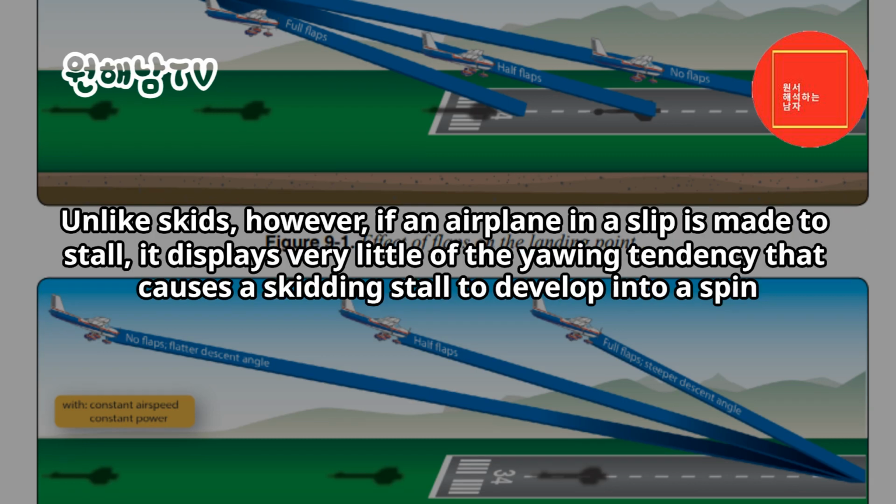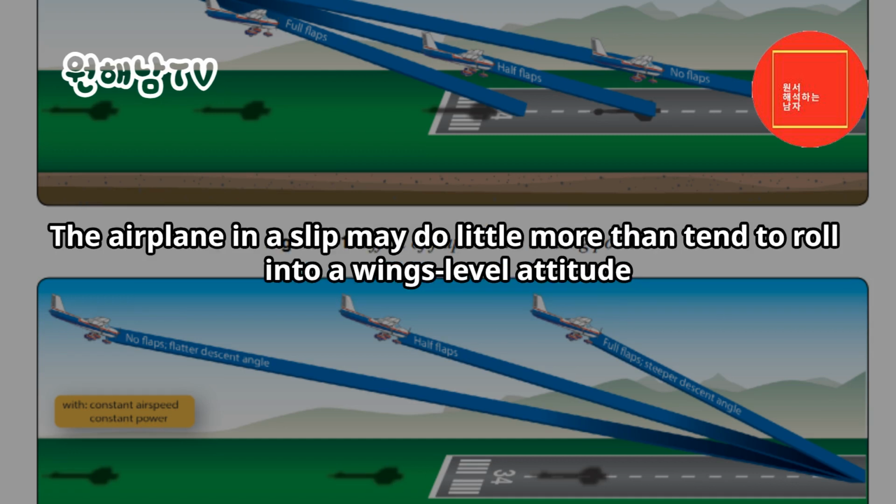Unlike skids, however, if an airplane in a slip is made to stall, it displays very little of the yawing tendency that causes a skidding stall to develop into a spin. The airplane in a slip may do little more than tend to roll into a wings level attitude.